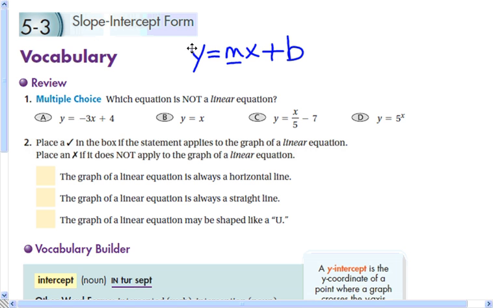So for number 1, which equation is not a linear equation? We want to pick the one that's not written like that, some number times x plus something. And that would be this one here.